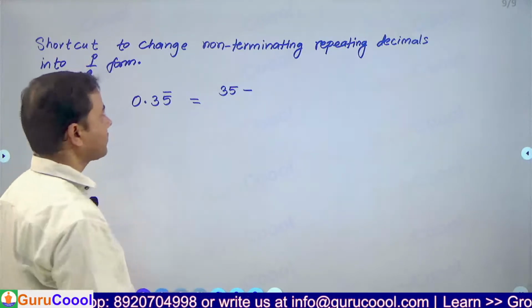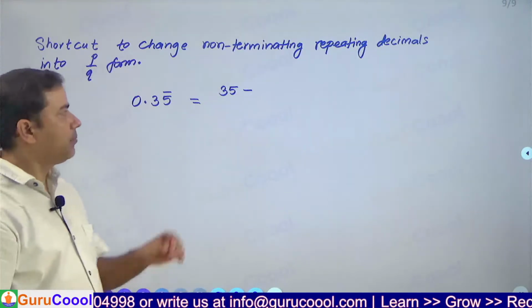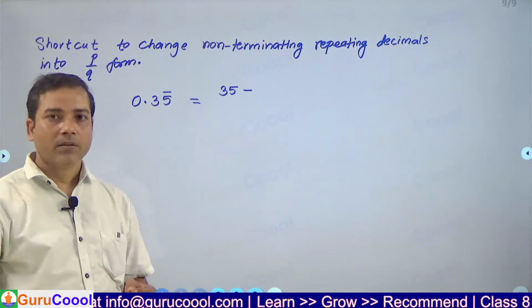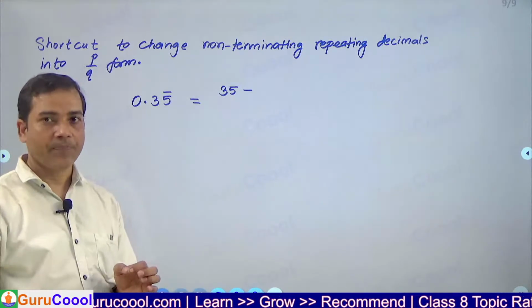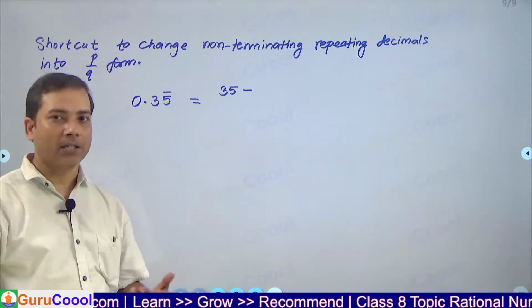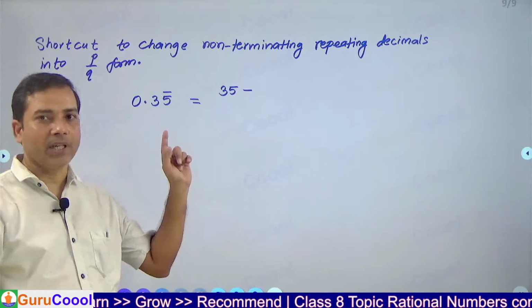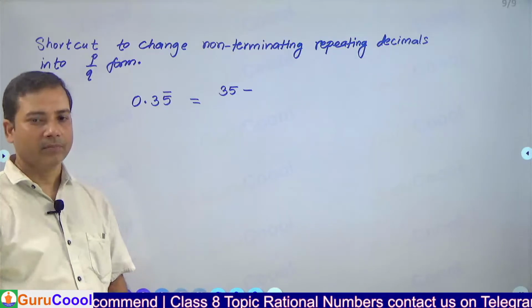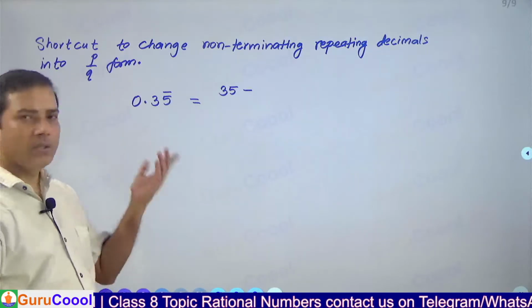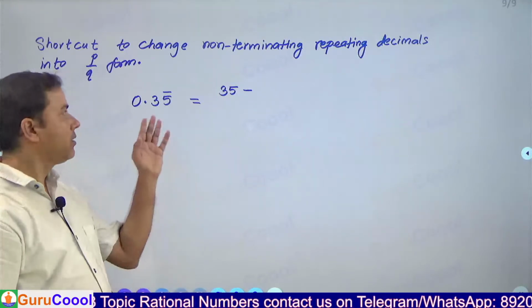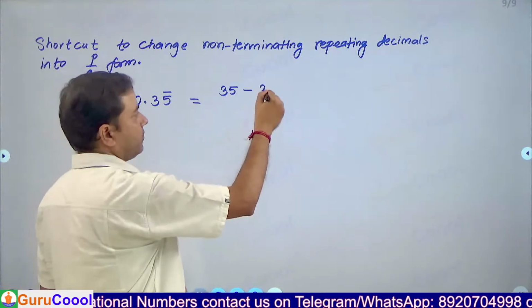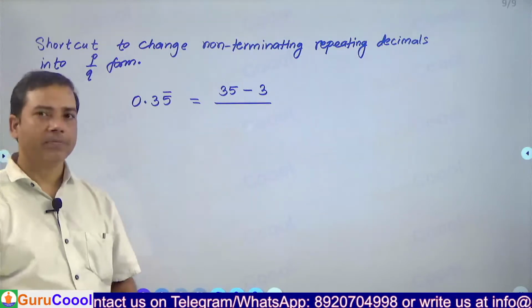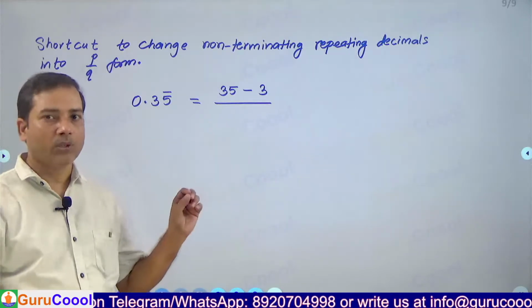Subtract the digit which is not having a bar sign. How many digits do you see without a bar sign? 0 and 3. 0 is not having a value here, so 3. Subtract, and divide by what? Count. 99. 9.